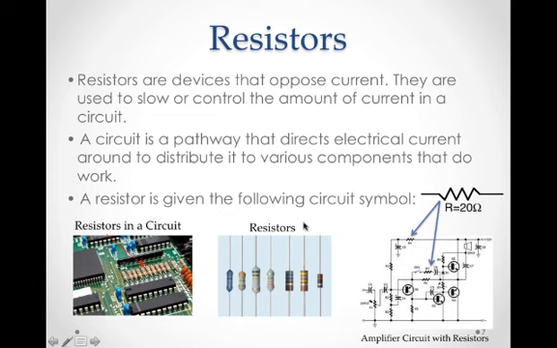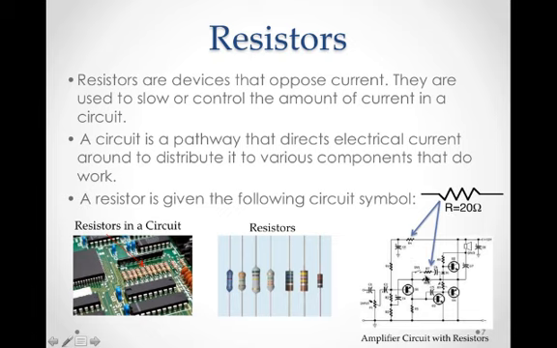A resistor is given the following circuit symbol right here. It's a squiggly line, a zigzag line, showing that there's a little bit of impedance or opposition to an easy way through this path. And resistance is given the symbol R, so R equals 20 ohms here.